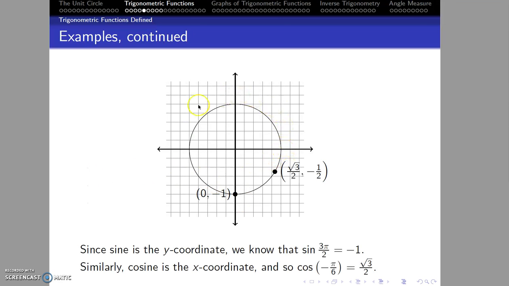I start, I go 3 pi over 2, I end up at the point (0, -1). I don't really need to do a reference point for that one. It's pretty straightforward. That one's good. And so the sine, the y-coordinate, is negative 1.